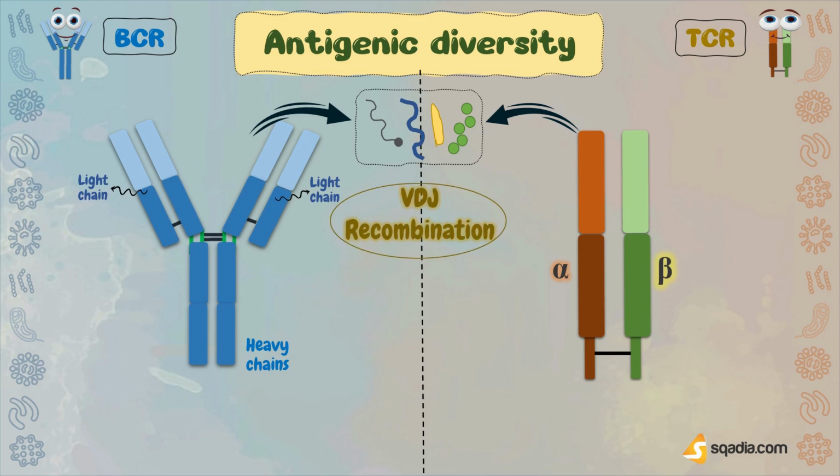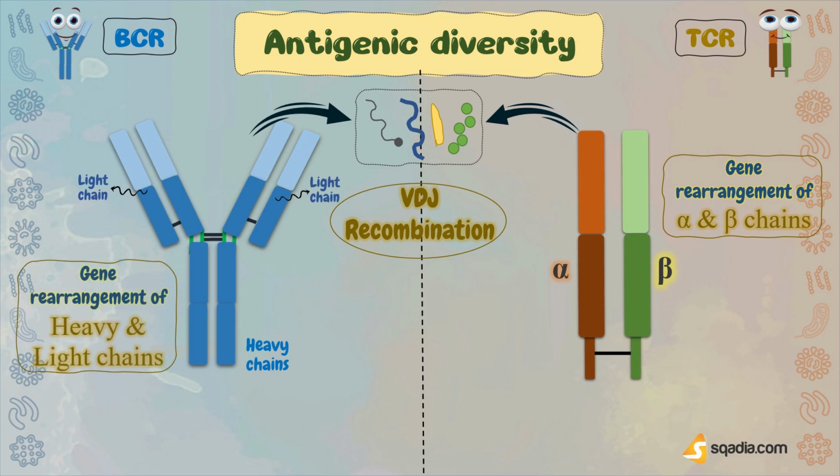But the difference is that in TCRs, diversity is generated through genetic rearrangement of gene segments encoding the alpha and beta chains, whereas in BCRs, diversity is generated through genetic rearrangement of gene segments encoding light and heavy chains. Although this rearrangement is quite similar, where in TCRs, the alpha chain's genetic rearrangement is quite similar to that of the light chain in BCRs, and the beta chain's genetic rearrangement is similar to that of the heavy chain in BCRs.